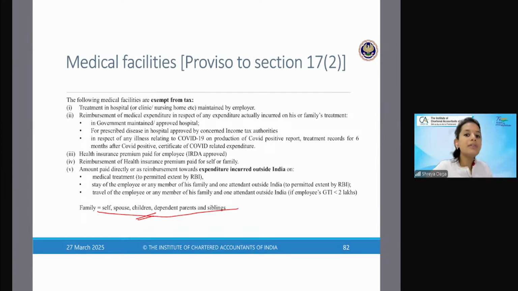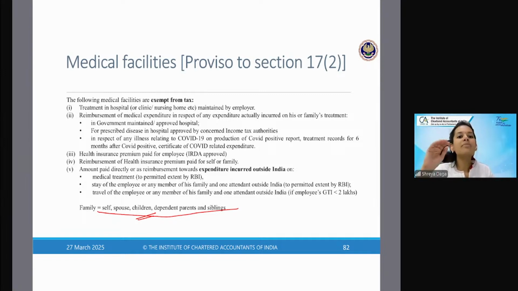The following medical facilities are exempt from tax. If the employer gives medical reimbursement, that is also covered in this, because we have already read that it can also be for cash purposes. So what is the treatment of the facilities? If the employer gave you treatment, you or your family, in a hospital which includes a clinic or nursing home maintained by the employer. So the employer maintains a medical facility which is a hospital or a nursing home or a clinic, whatever, and they are allowing you free treatment to you or your family, then that is exempt.